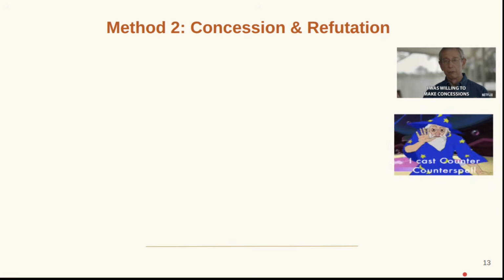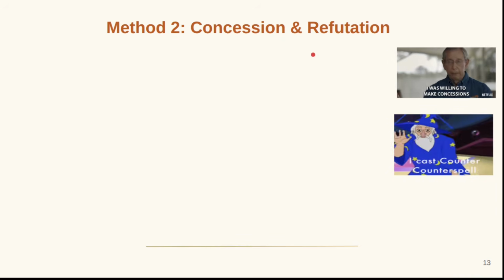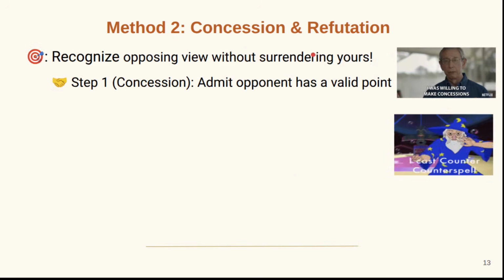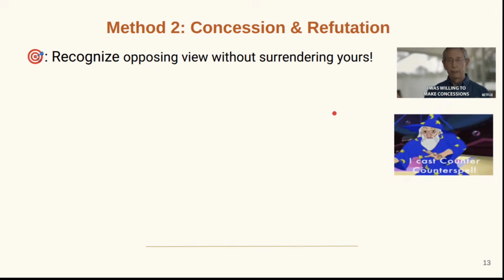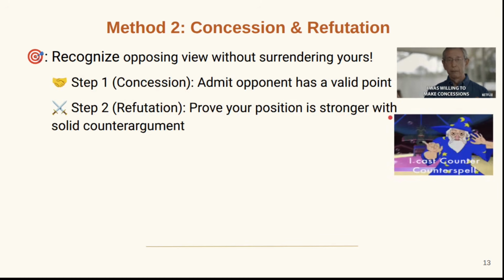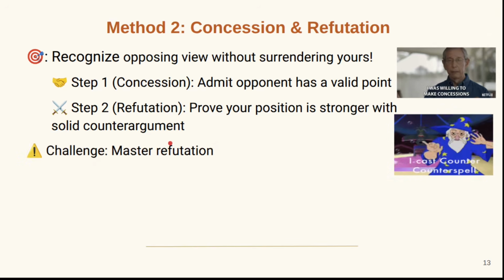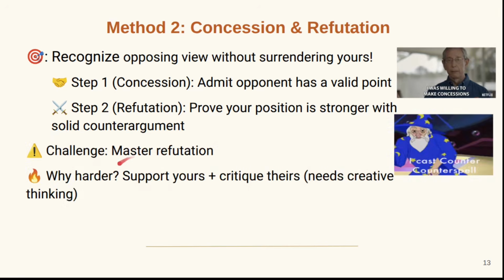This method allows you to recognize the opposing view, but without giving up your own argument. Here's how it works. You admit that the other side has a valid point, but then you explain why your position is still stronger. The difficult part is the refutation, giving a solid counter-argument. Sometimes you may need to admit a small flaw in your view, but overall you show that your argument makes more sense.